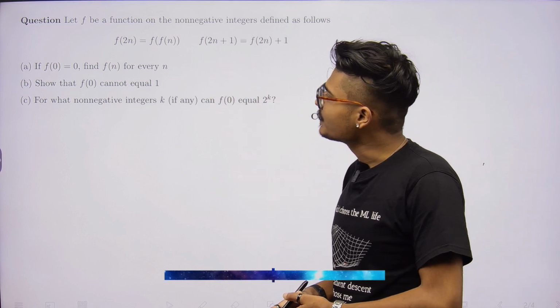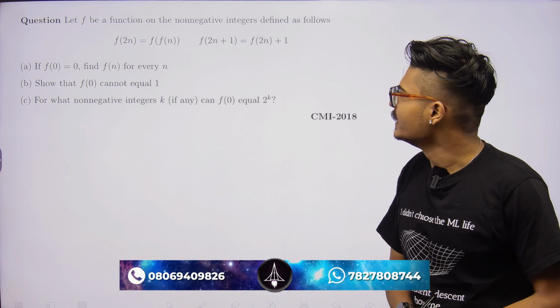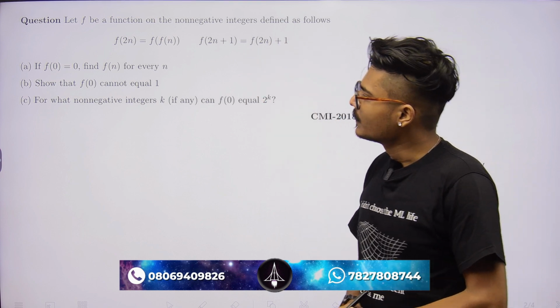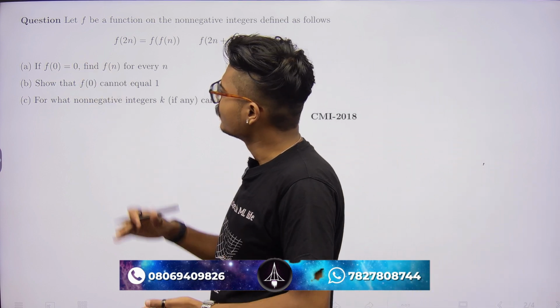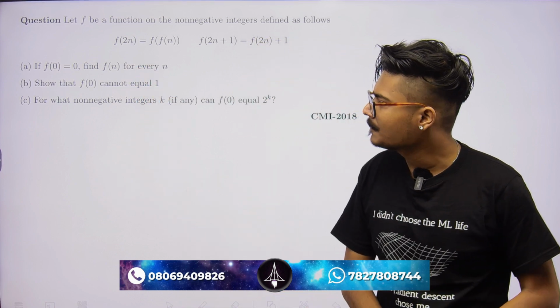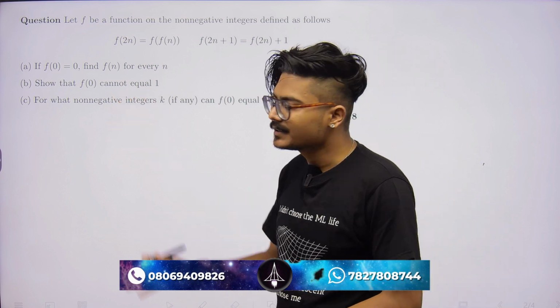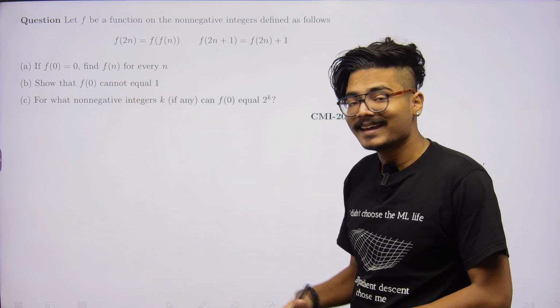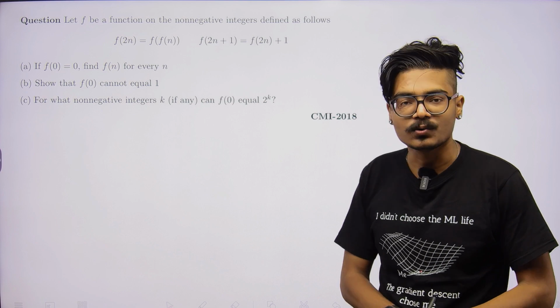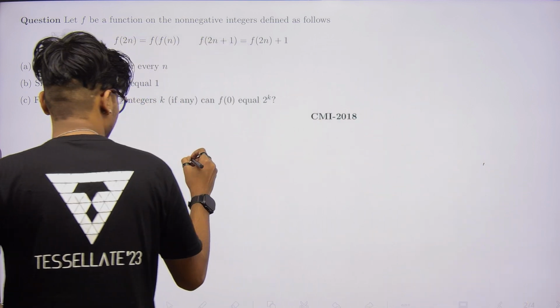So the question goes something like this: let f be a function of non-negative integers defined as follows. What you have to prove is, if f of 0 is 0, then you have to find the value of f of n for every n. The second part is show that f of 0 cannot be equal to 1. And the third part is, for what non-negative integers k, if any, can f of 0 be equal to 2 to the power k. So let's start off with the first part.